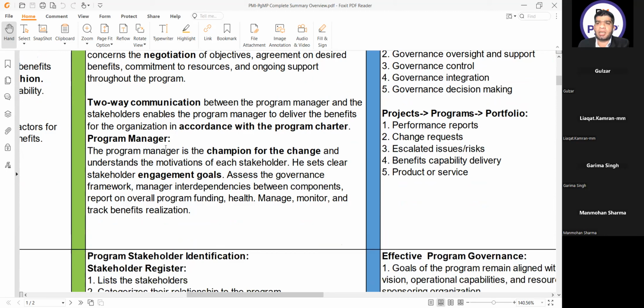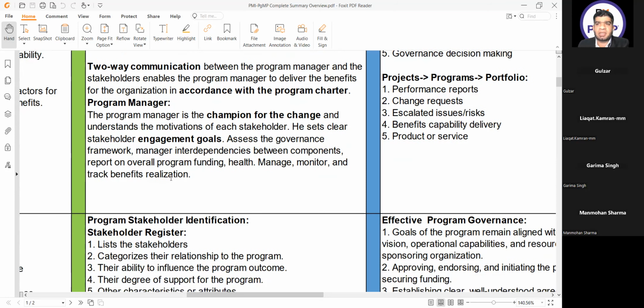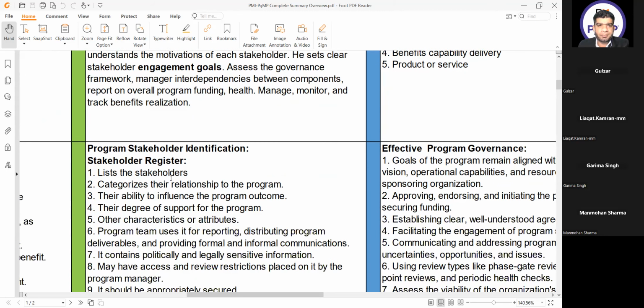One thing about the stakeholders I have included in this topic: whatever the program governance roles are, they are also covered here because this was a duplication. So I've merged all the responsibilities under one head. Okay. So we are talking about the program manager now. The program manager is the champion for the change and understands the motivations of each stakeholder. He sets clear stakeholder engagement goals, assesses the governance framework, manages interdependencies between components, reports on overall program funding and health, manages, monitors, and tracks benefit realization. This is all done by the program manager.